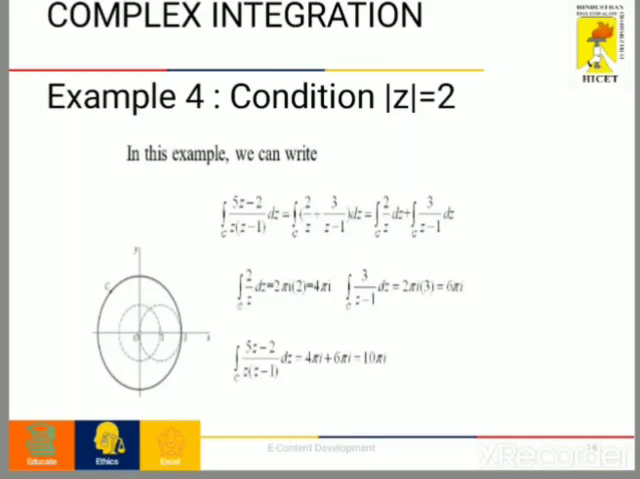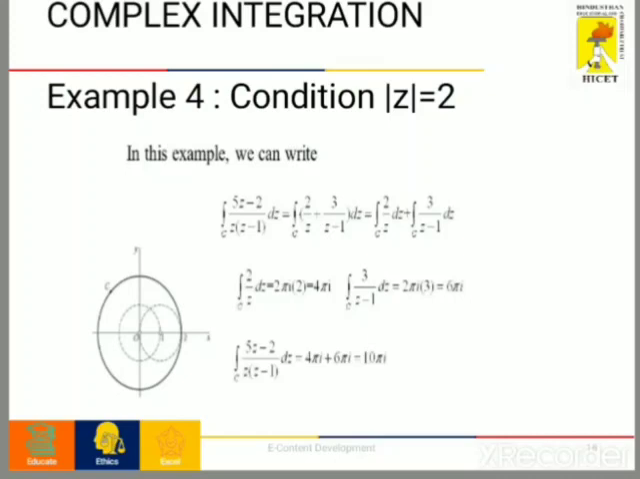Therefore, we have to find out residue at each point. While getting the residue of f of z at z equal to 0, we will get the value 2. If we get the residue at z equal to 1, then we will get the value 3. Hence, 2 pi I into sum of the residue. Sum of the residue is 2 plus 3. Therefore, 2 pi I into 5. Hence, we have 10 pi I. Therefore, by using Cauchy's residue theorem, integral over C 5z minus 2 divided by z into z minus 1 into dz value is 10 pi I.